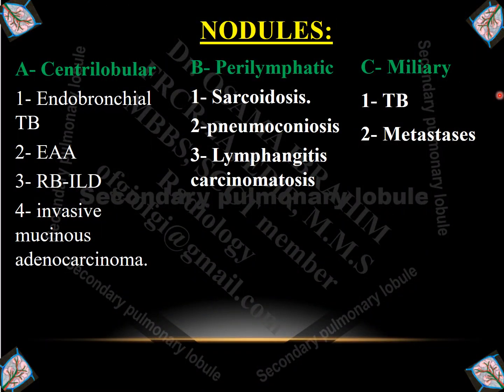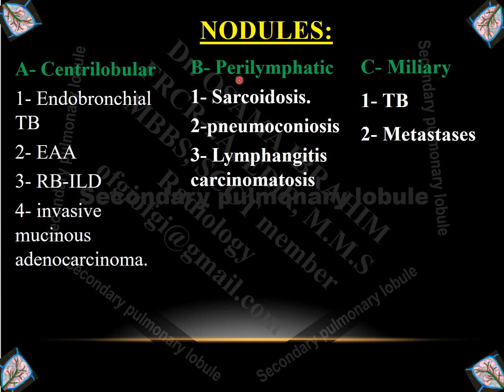So the differential diagnosis of nodules may be centrilobular, perilymphatic, or miliary. Centrilobular differential diagnosis: endobronchial TB, extrinsic allergic alveolitis or hypersensitivity pneumonitis, respiratory bronchiolitis-associated interstitial lung disease occurring in a smoker patient. Invasive mucinous adenocarcinoma can also cause centrilobular nodules.